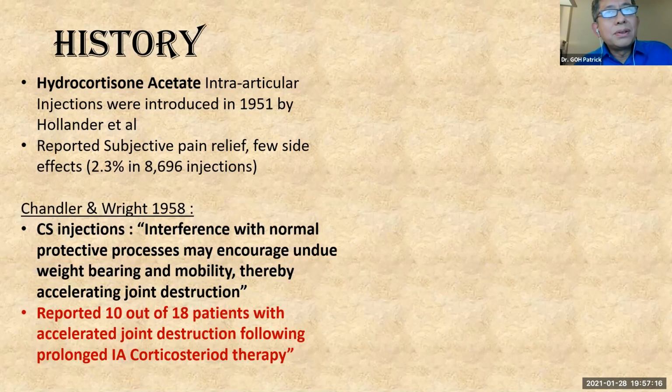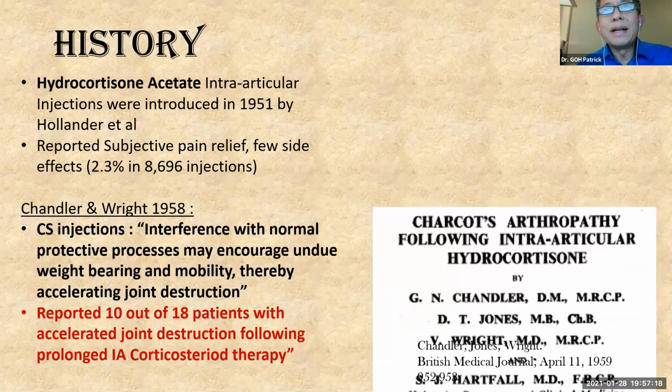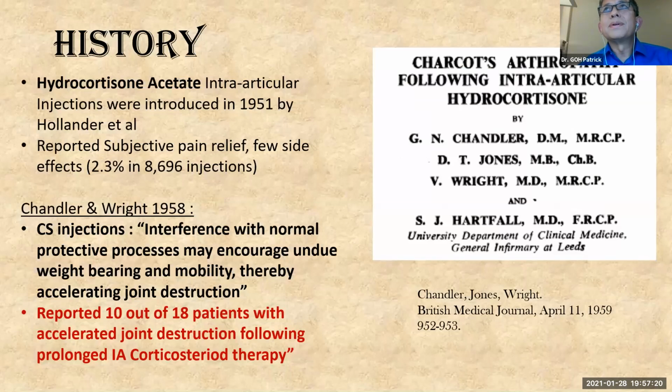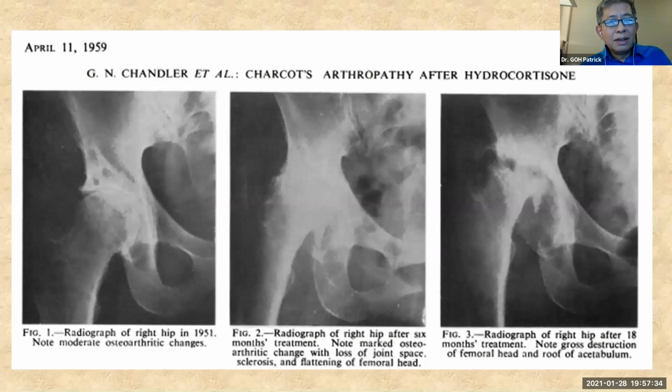And I don't know about you, but when I was a medical student, I remember actually being told that too many corticosteroid shots would result in Charcot's joints, Charcot's arthropathy. And this was also reported by Chandler and Wright and Jones in 1959. And I remember seeing this in a medical textbook many, many years ago as well.